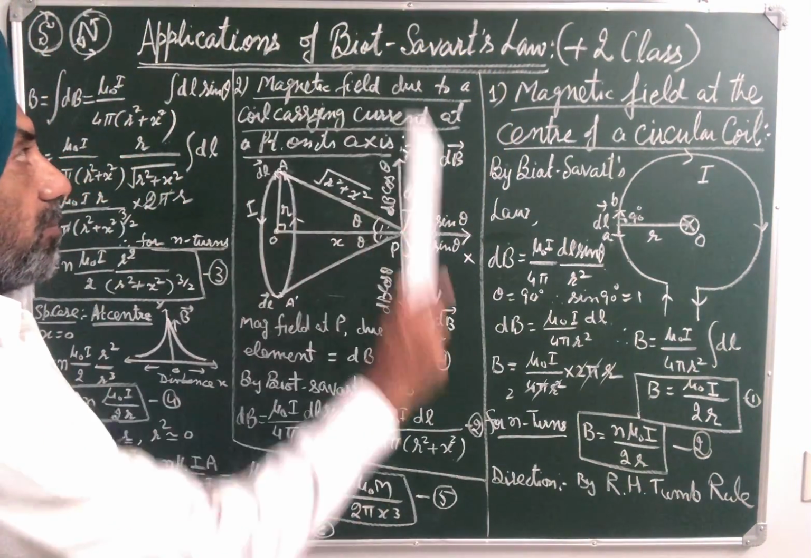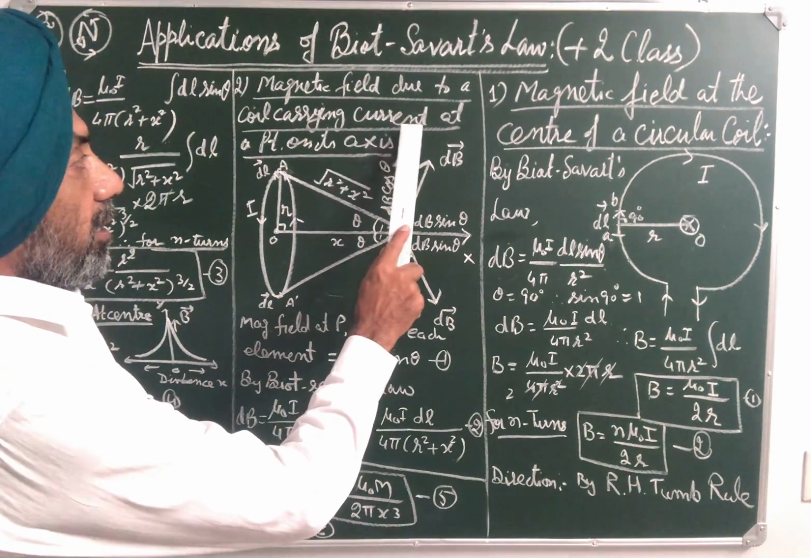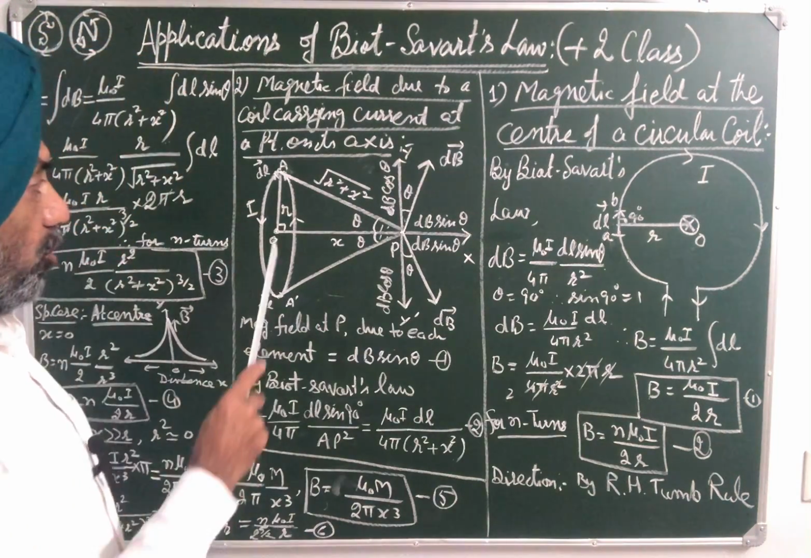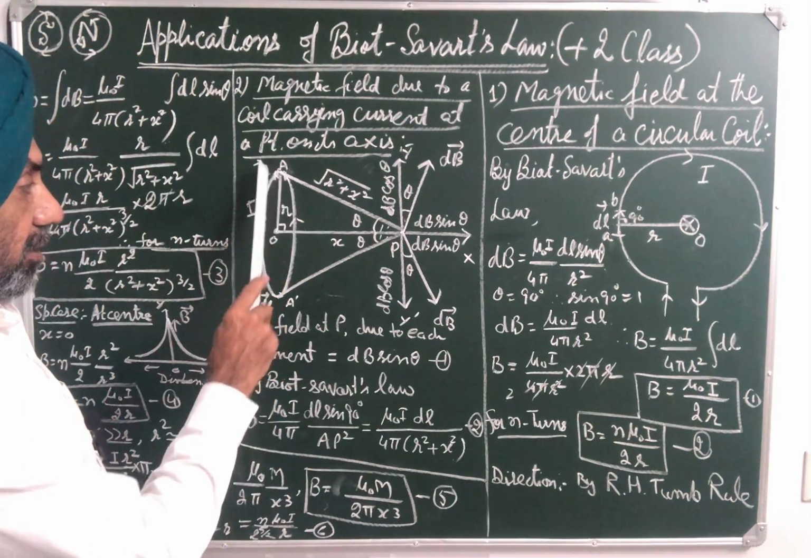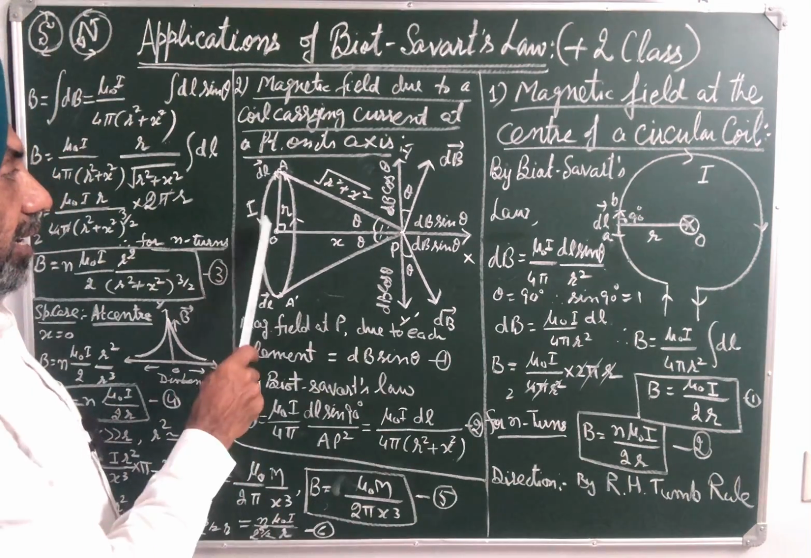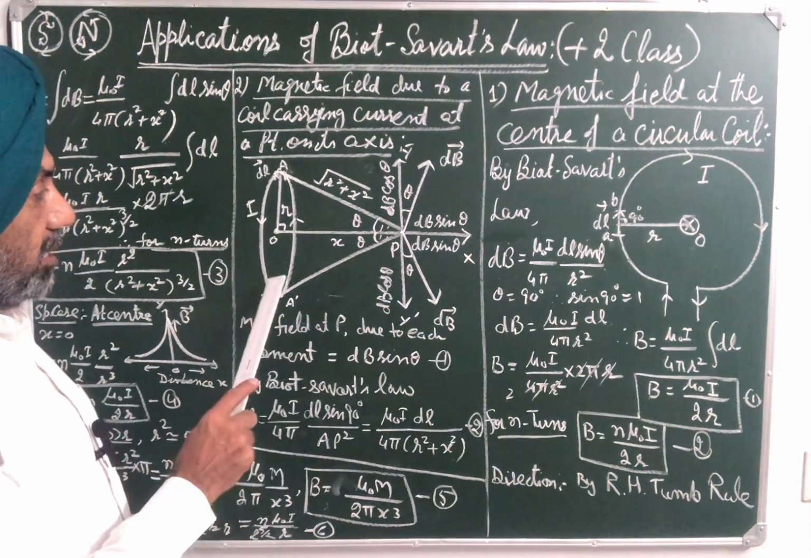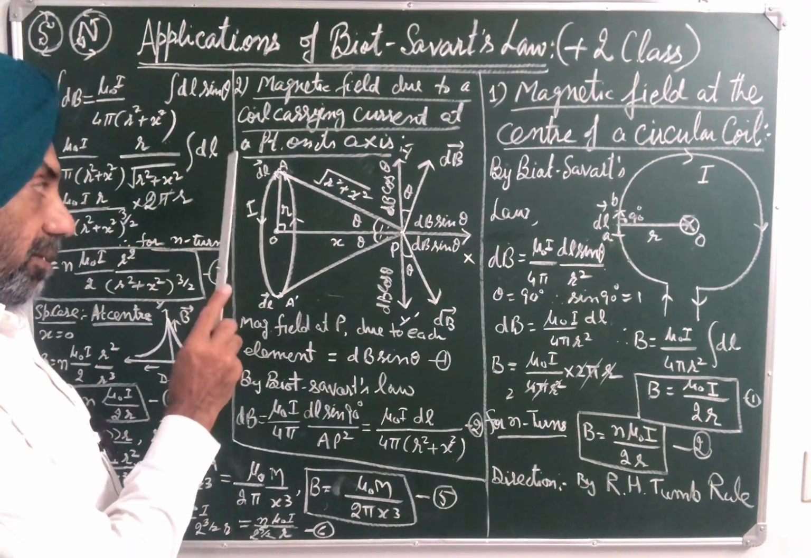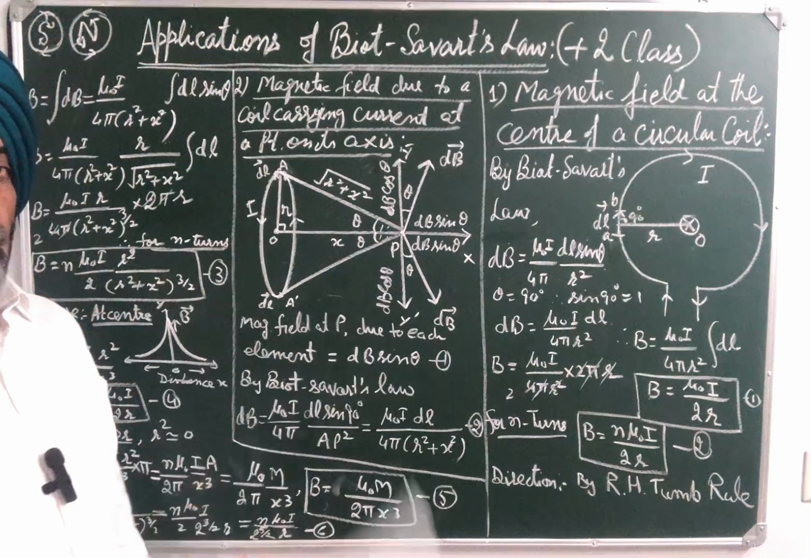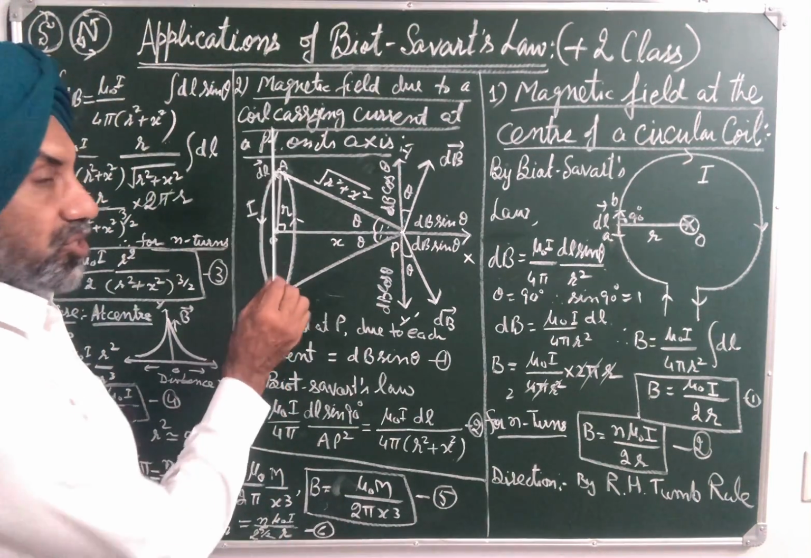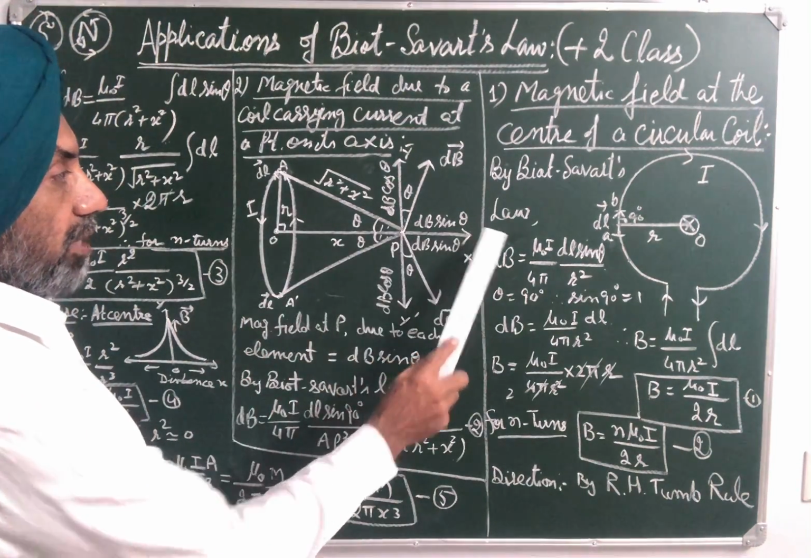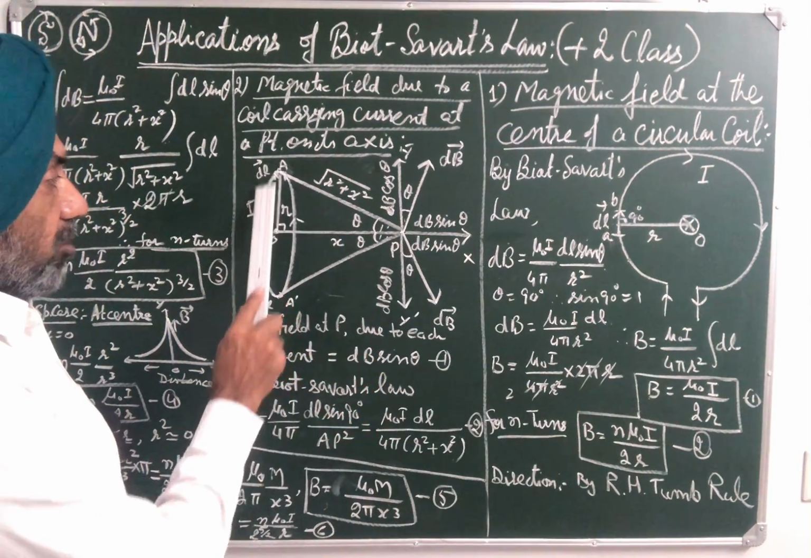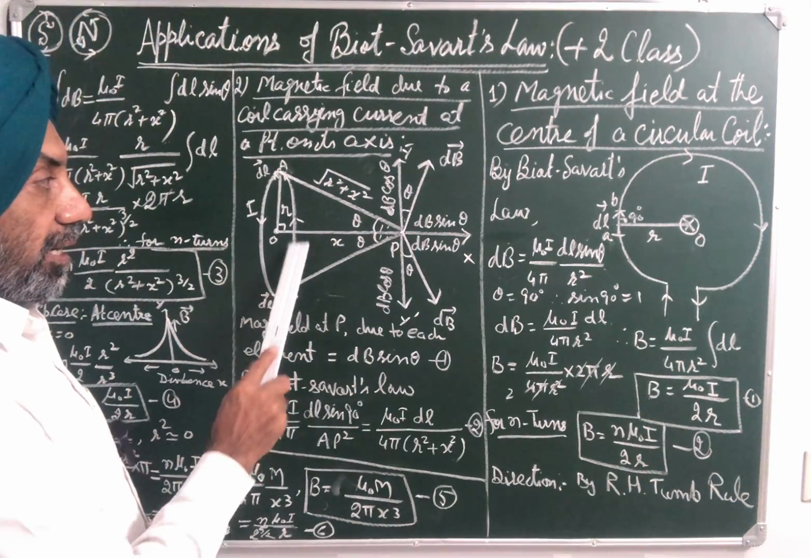Then the second application is that we have to find the magnetic field due to a coil carrying current at a point on its axis. Suppose this is a coil having n turns and radius r. The coil is such that half of its plane lies below the board and half lies above the board. So it is like this. OX will be the axis of the coil. Let P be any point where the magnetic field due to this coil carrying current I is to be determined.